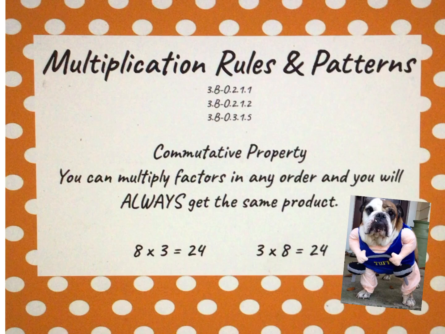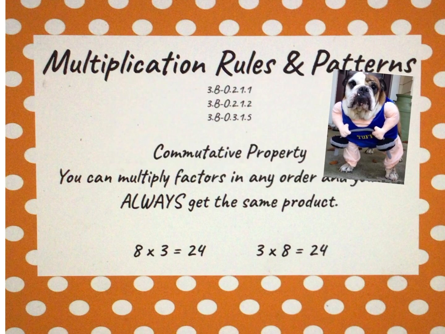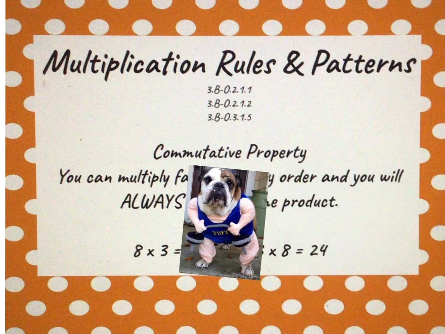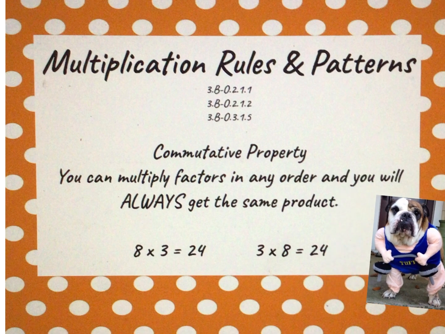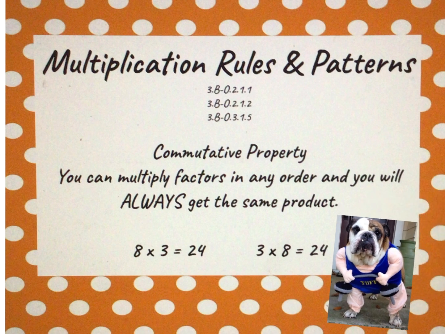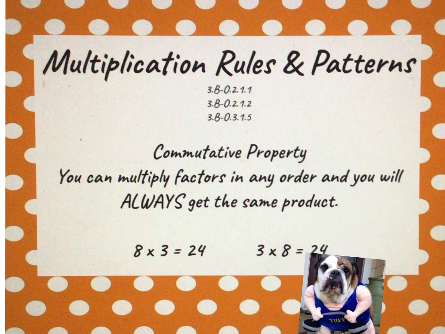Hey friends, today what we're going to be working on is multiplication rules and patterns. So we're going to be talking about three main properties today. The commutative property, can you echo commutative? Good, commutative. And it says you can multiply factors in any order and you will always get the same product. For example, 8 times 3 equals 24 and 3 times 8 equals 24.